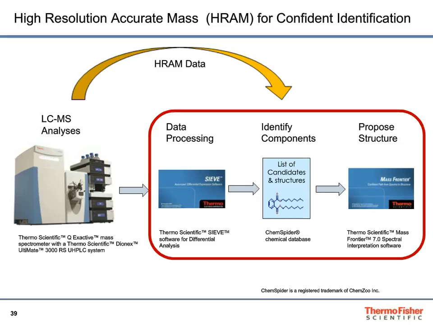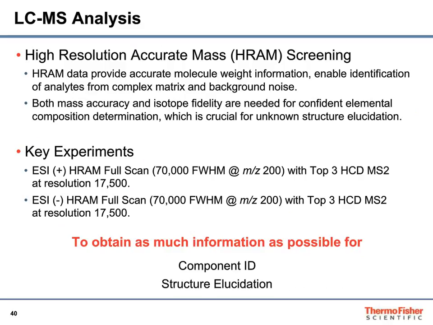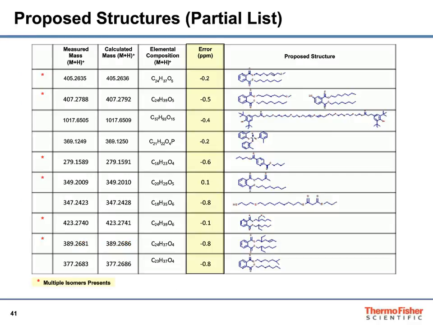The instrument method is very easy, right? Basically what you want is to get as much information as possible for the component ID and then come up with the structure. So this is a partial list of the analysis results. The middle yellow column indicates every component identified has a very good mass accuracy. So that really increases the confidence in the structure you proposed.